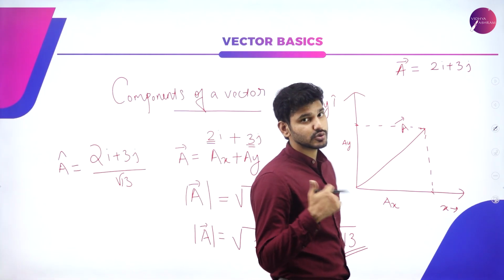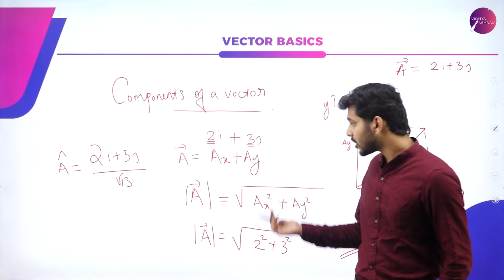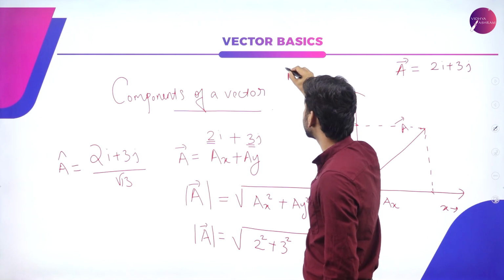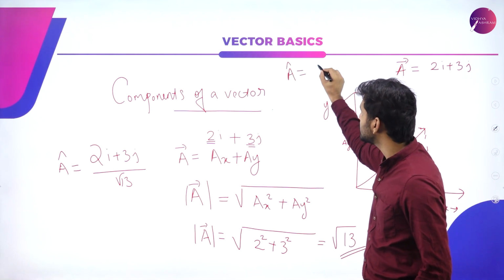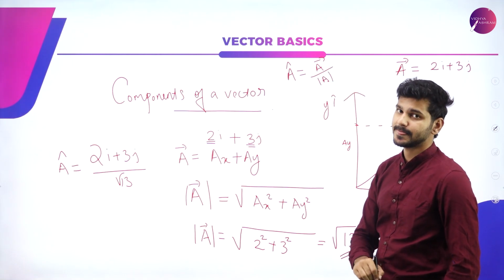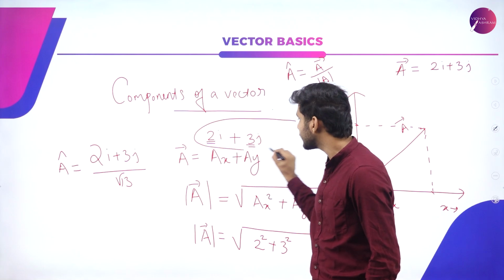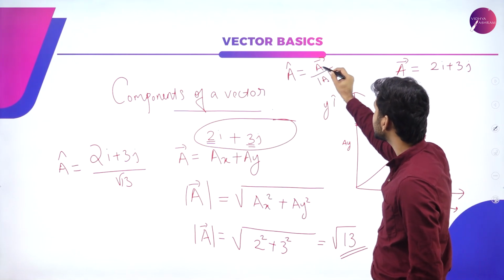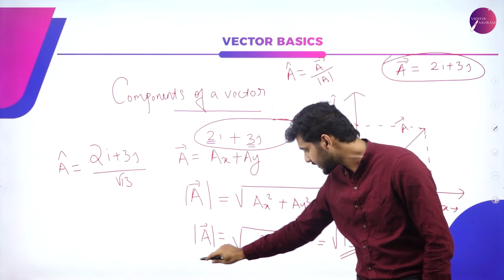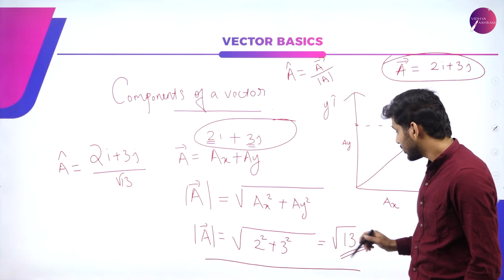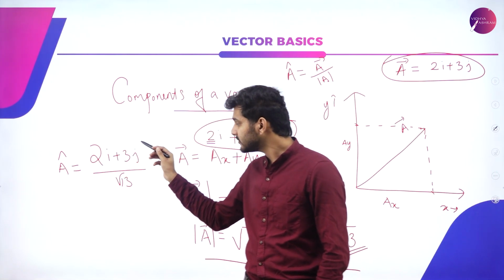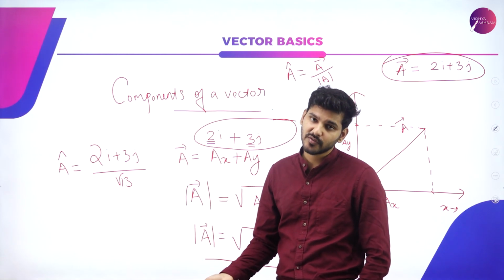Now why is it 2i plus 3j divided by root 13? Because we know the definition of unit vector, that is A caps, is equal to vector A divided by the magnitude of that particular vector. And here vector A is nothing but 2i plus 3j, and the magnitude we just found out is root 13. So it is very simple. You write down vector A as it is and then you divide it by the magnitude value of that particular vector.